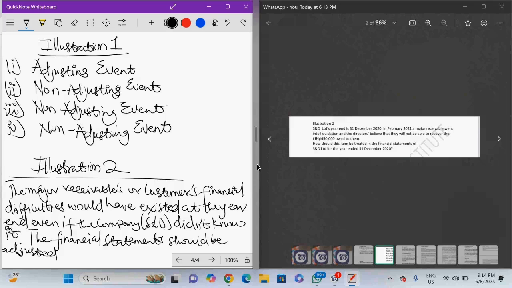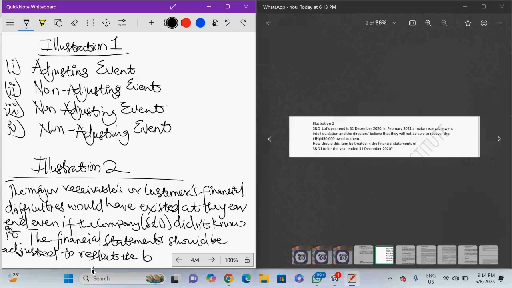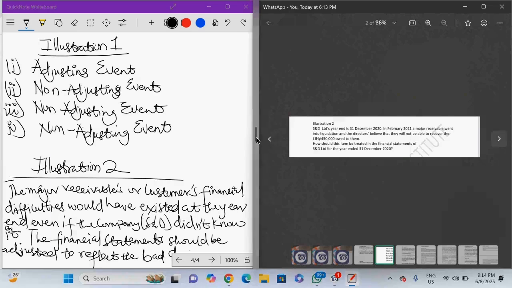Should be adjusted to reflect the bad debt. To reflect the what? The bad debt, right? To reflect the bad debt or irrecoverable debt. Irrecoverable debt. All right, so that is it.